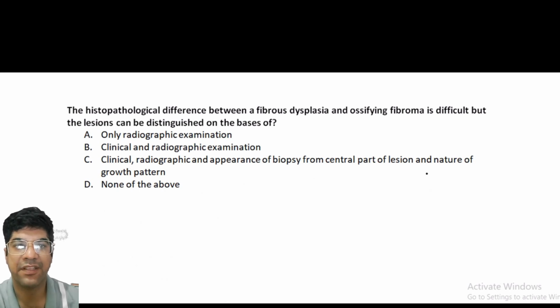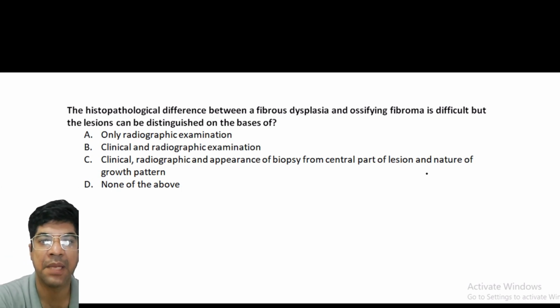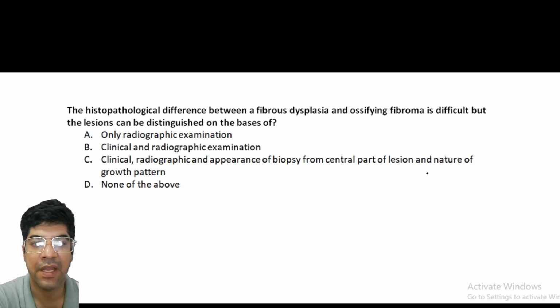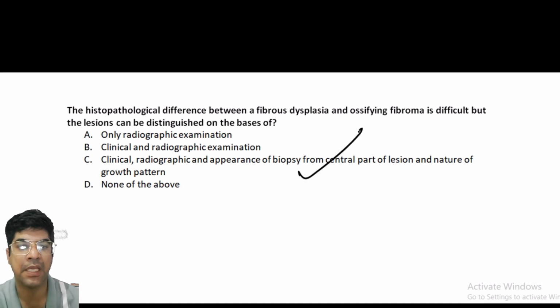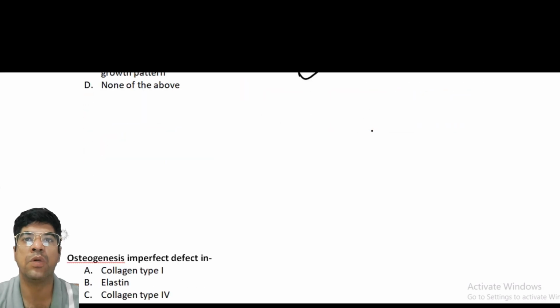The histological difference between fibrous dysplasia and ossifying fibroma is difficult, but the lesion can be diagnosed on the basis of a combination of clinical, radiographical, and histological evaluation. So that will help to assess the nature and pattern of growth, so that these factors would help in making an accurate diagnosis between the two conditions.